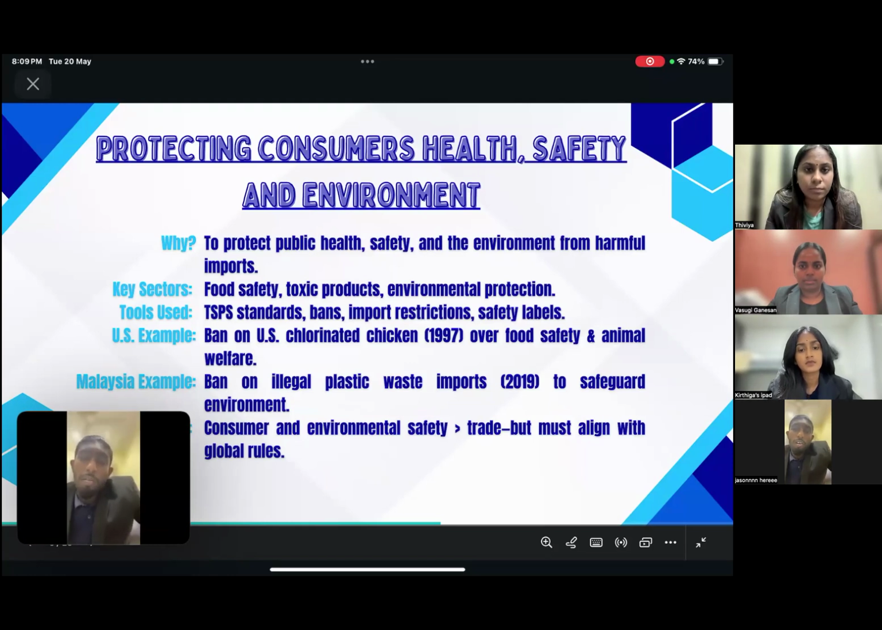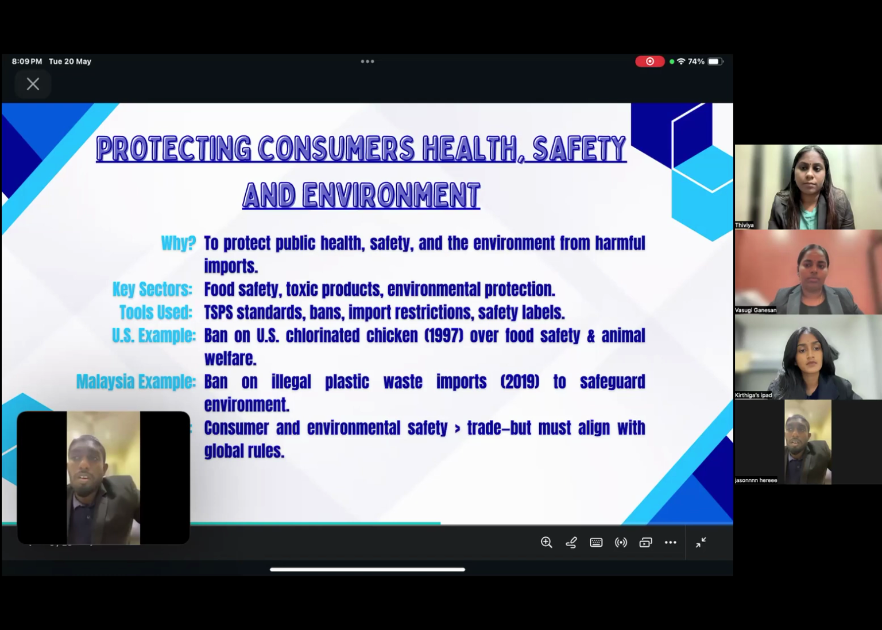Moving on to protecting consumer health, safety, and the environment. In today's era of globalization, international trade plays a crucial role in economic development and providing consumers with access to a wide range of products. However, it also brings risks such as the potential import of harmful goods that can endanger public health, safety, and the environment.